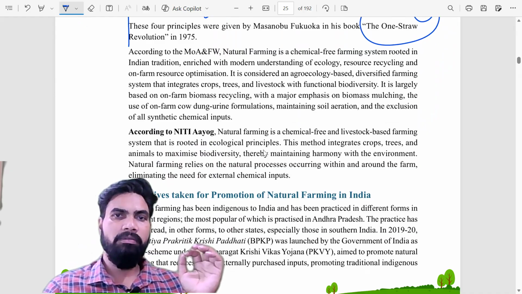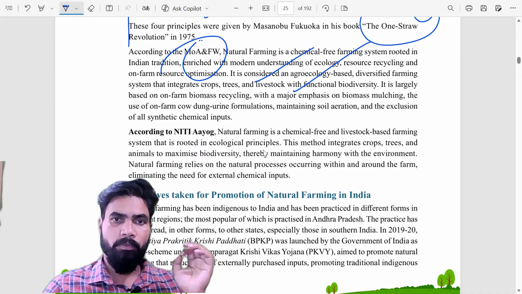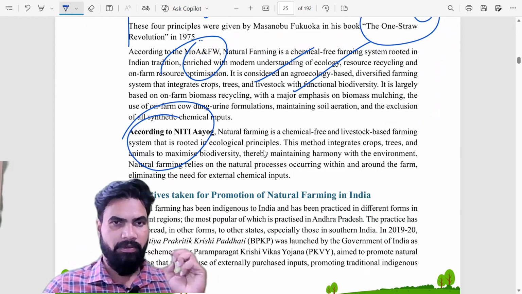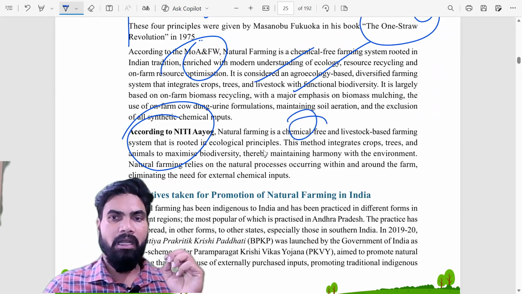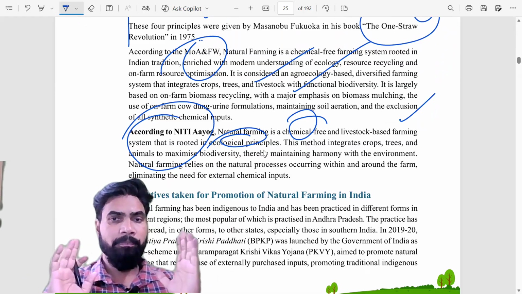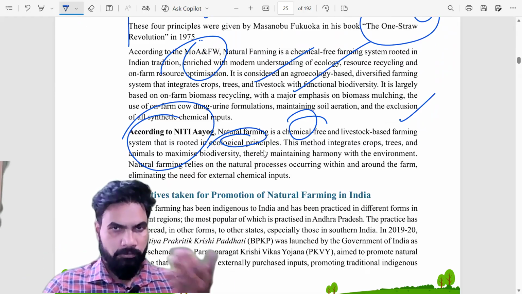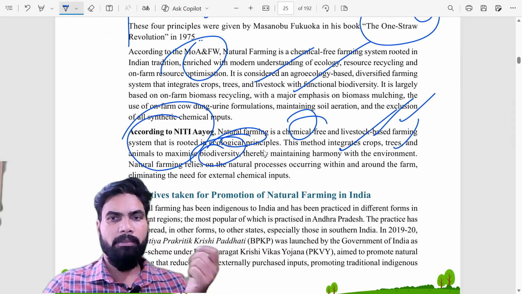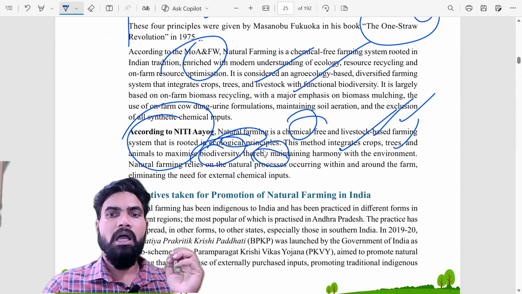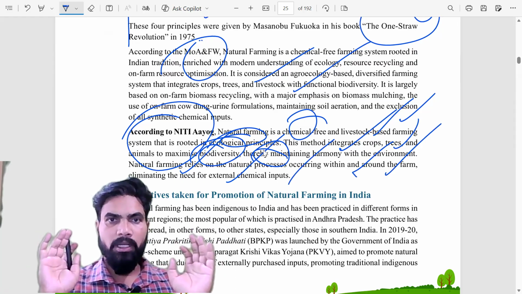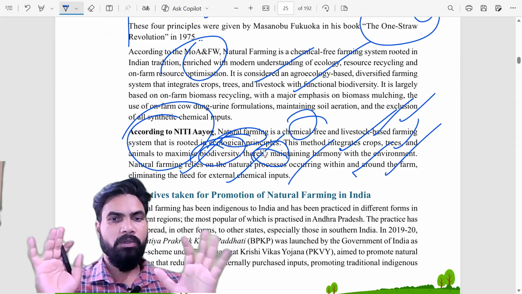Then, according to the Ministry of Agriculture and Farmers Welfare, there is one definition we want to go through. The NITI Aayog also has given a definition. Natural farming is a chemical-free and livestock-based farming system that is rooted in ecological principles. Further, the method integrates crops, trees, and animals to maximize biodiversity, thereby maintaining harmony with the environment. Natural farming relies on the natural processes occurring within and around the farm, eliminating the need for external chemical inputs. This much you remember about the definition of natural farming. That is more than enough.